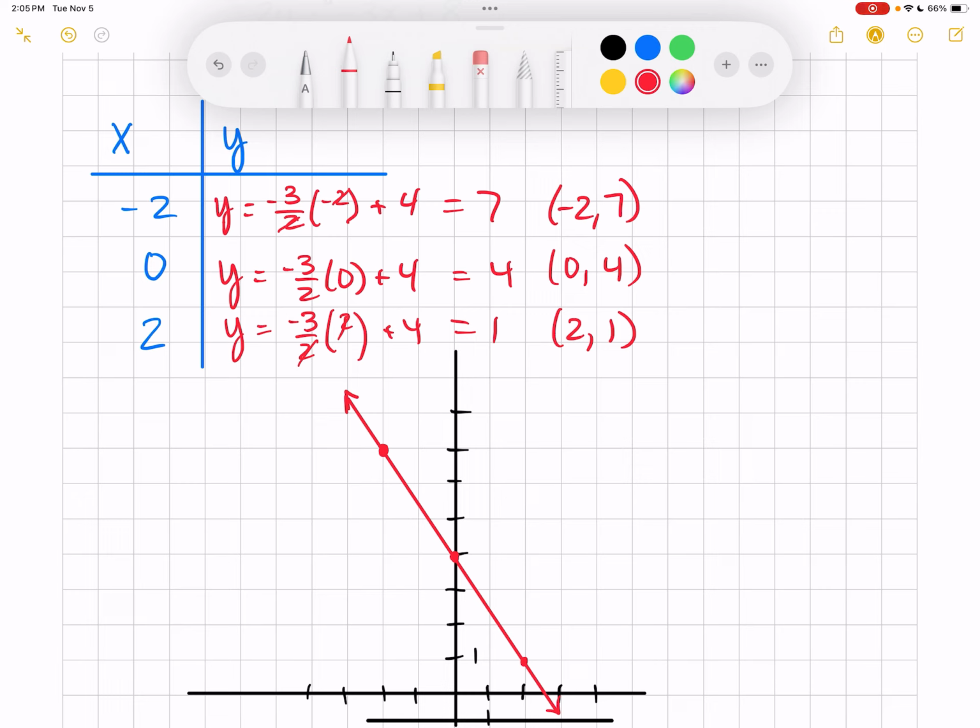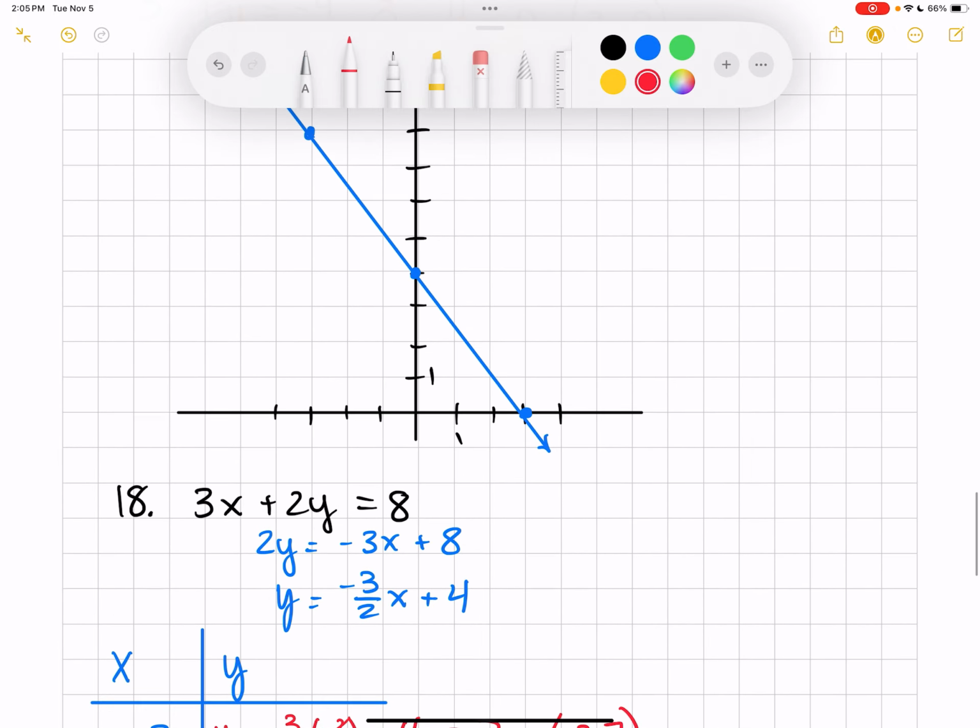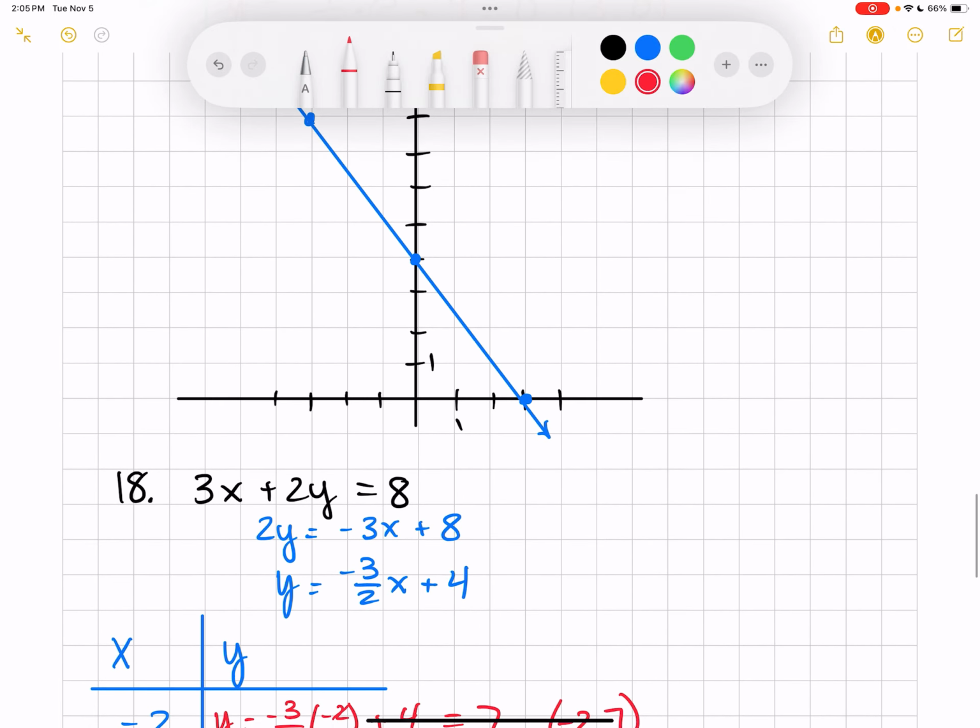All right, so what did we get when we solved for y, when we got y by itself? Y equals -3/2 x + 4. So where's the x? The x is gone. X is not gone. X doesn't disappear. I forgot to write it. So it's gone on your paper, but it's not actually gone.